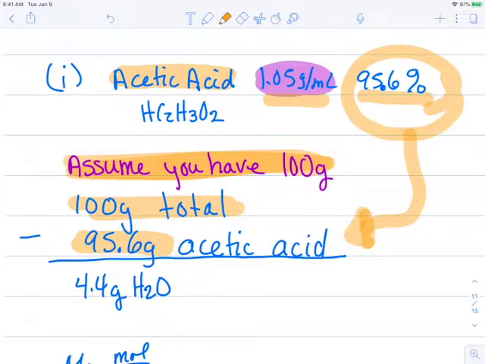Any questions so far about this problem, where we're assuming 100 grams and then the grams of acetic acid are the same as the percent acetic acid? And actually, where you did this, now that I think about it, was when we were doing our empirical formulas, where you were given percents.